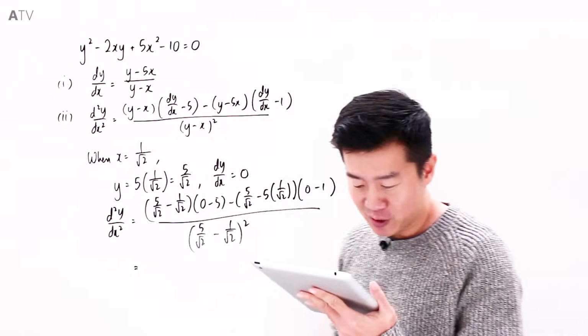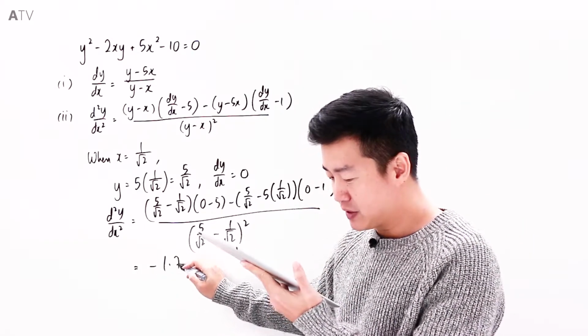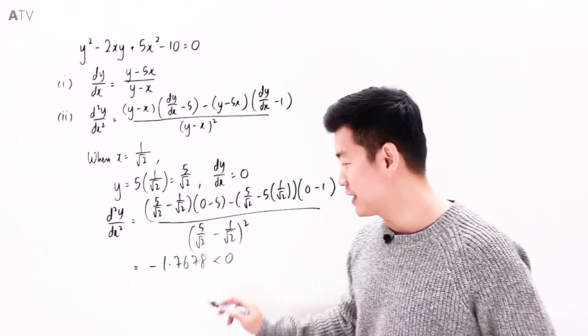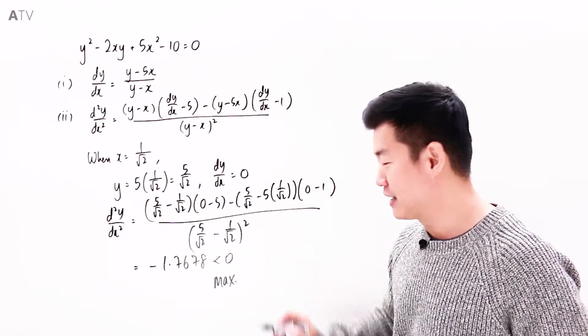I've already found the value. It is equal to minus 1.7678. And this is a value that is less than 0. So this stationary point that we are analyzing here, it is a maximum point.